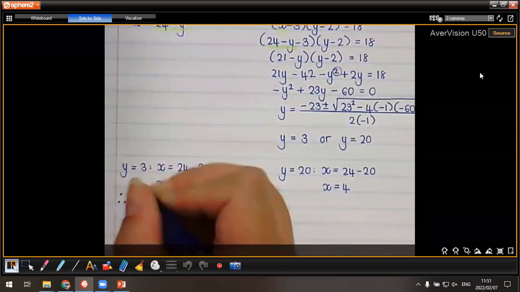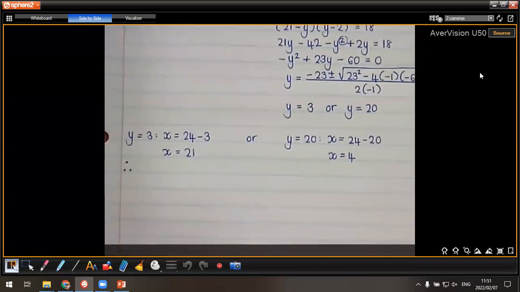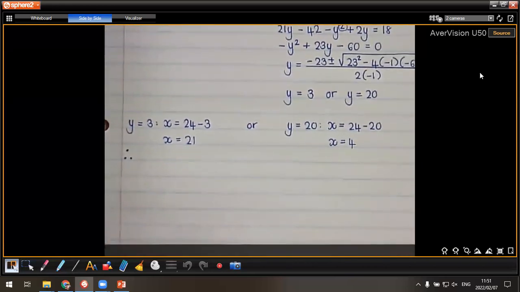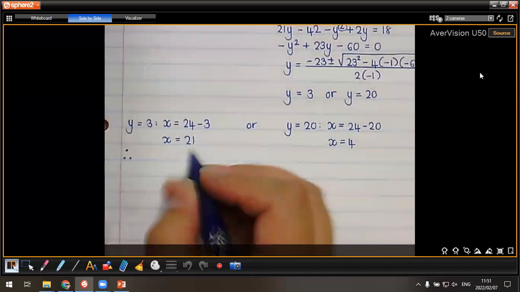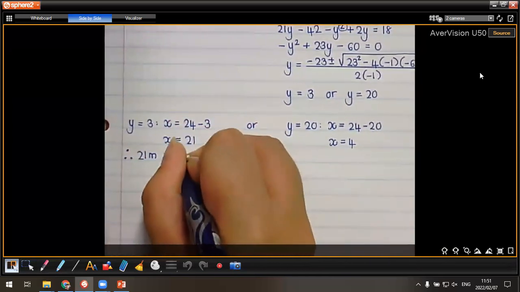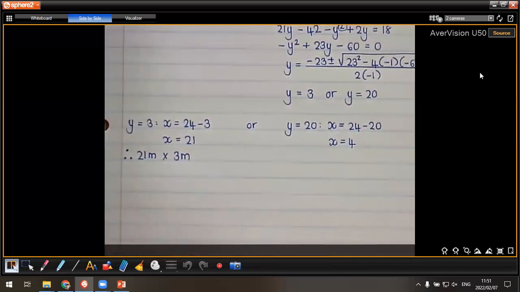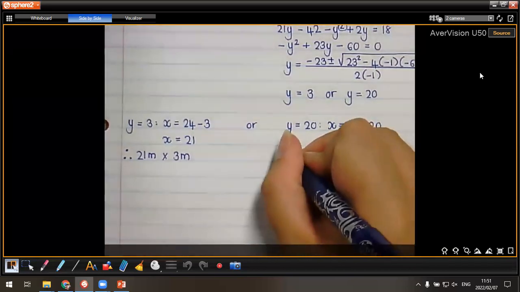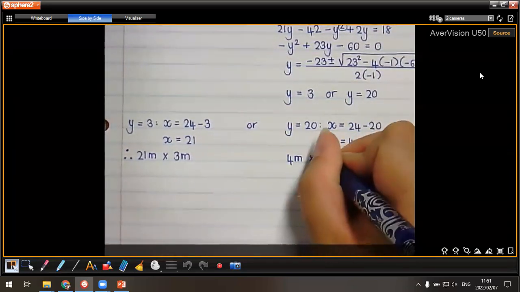Guys, with word problems, it's a good idea at the end to not just leave your answer like this. I mean, this is fine, but just to actually contextualize it and just say, what does that actually mean? Okay, because in the wording, it said, determine the dimensions of the original carpet. All right, so we can just say 21 meters by 3 meters. That's normally how we write dimensions, right? Or 4 meters by 20.